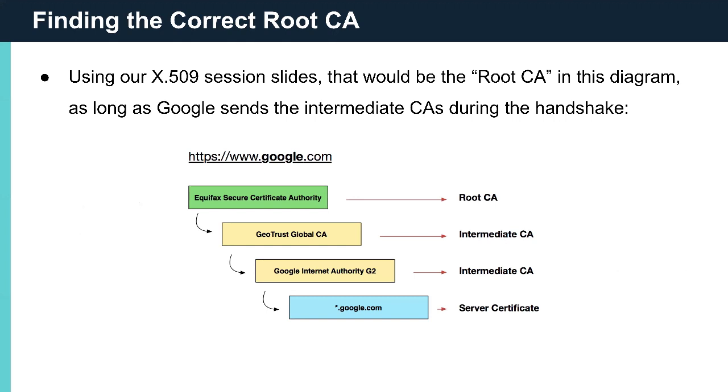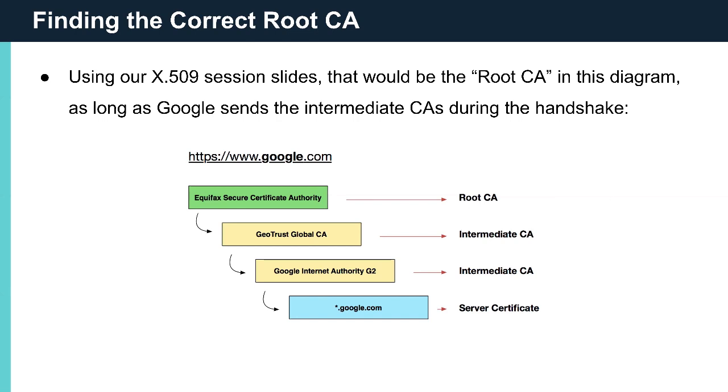So the root CA, we saw this diagram in our previous slide deck on X509. This is just a Google certificate chain example. The root CA is that top certificate, the Equifax Secure Certificate Authority. And it has two intermediate CAs, the GeoTrust Global CA and the Google Internet Authority G2. And then the last server certificate is the one for Google's web server, *.google.com.